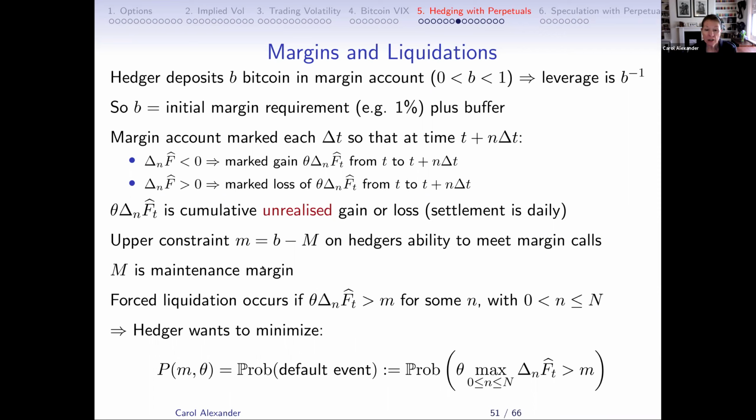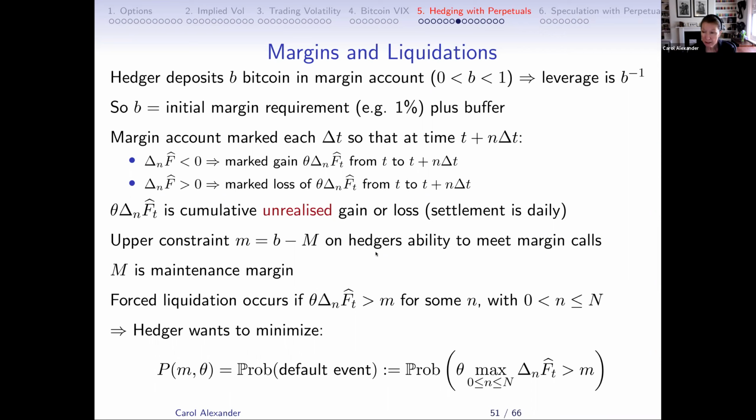And then you'd have a forced liquidation if the loss exceeds, well, if this is positive, there's a loss. If the loss exceeds your ability to meet the call at any point n before you close out the hedge. So what the hedger wants to do, as well as minimize the variance of the hedge portfolio, is to minimize the probability of a default event.